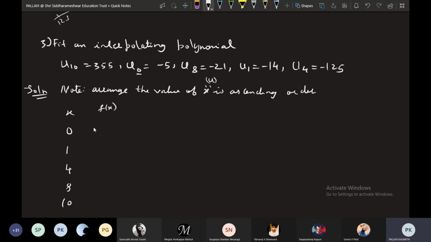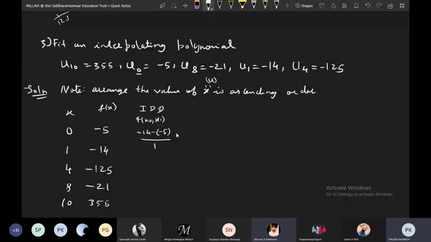For 0, what is the value? Minus 5. For 1, it is minus 14. For 4, it is minus 125. For 8, it is minus 21. For 10, it is 3. Okay. First difference. Can anybody tell me first difference? Minus 14 minus of minus 5 divided by x1 minus x0. So how much it is equal to? Minus 9.